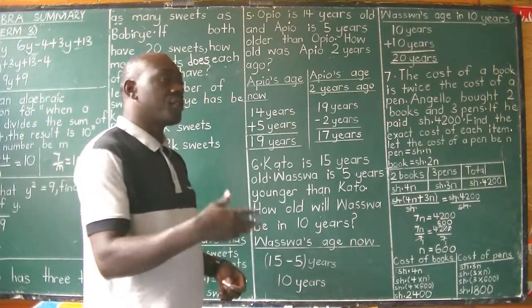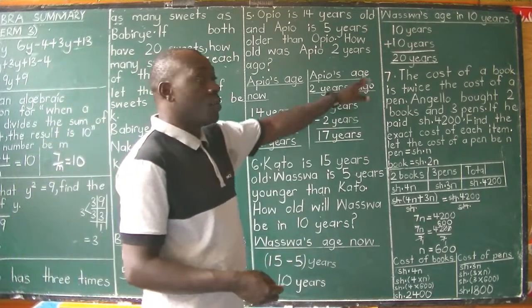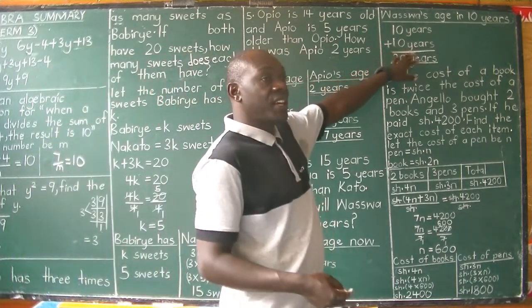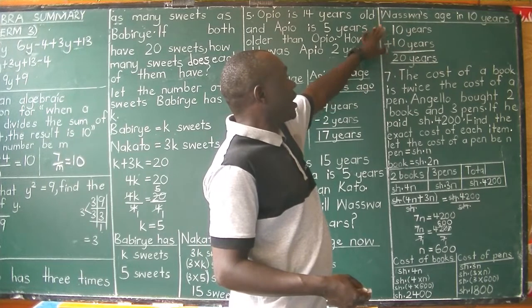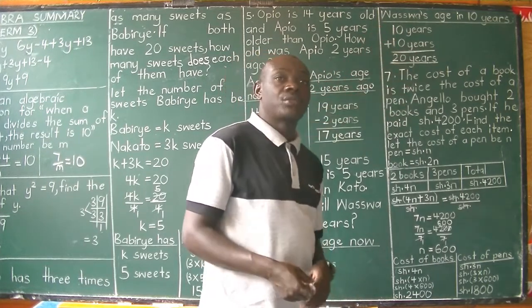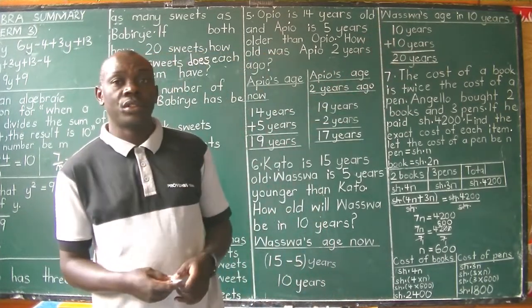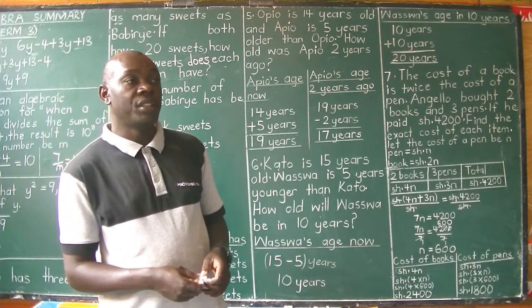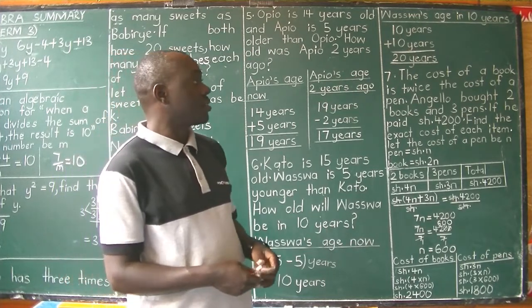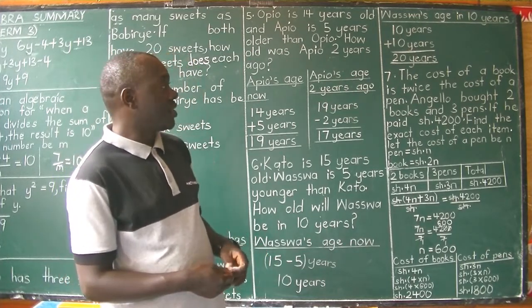His age will have increased by 10. So we say Waswa's age in 10 years. So that is 10 years plus 10 years. Waswa will be 20 years old then. And that is the answer.